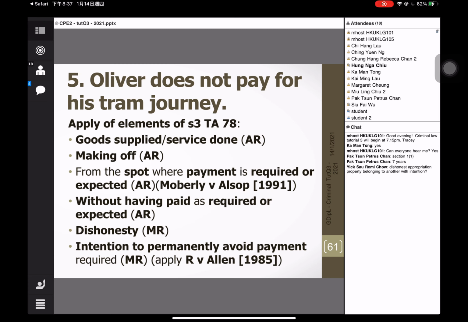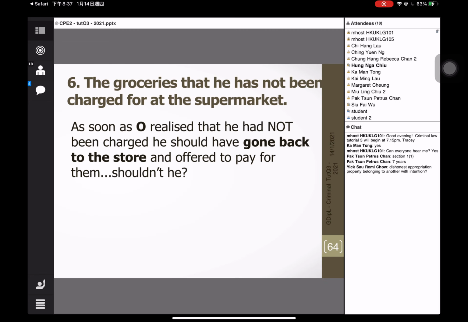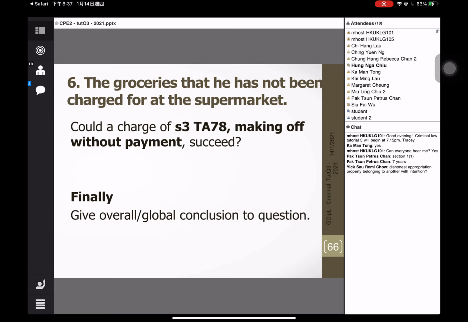So, that's it. This is a very simple offence and very tight application. So Section 3, making off without payment, does not apply to that last factual scenario where Oliver keeps the grocery items, but he might be liable for theft there. Okay, so any questions on all that? It's quite a lot there.